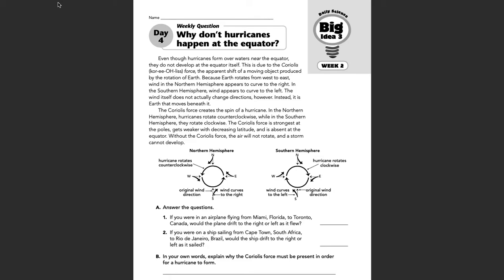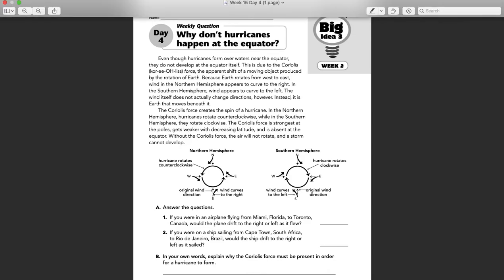Well, you're going from south to north, okay? So we're in the northern hemisphere, all right? If you look at that diagram on the northern hemisphere, it shows you which way the hurricane rotates and which way the wind will curve. So the northern hemisphere should clue you in for number one. The wind is going to curve to the right, so the plane would drift to the right as it flew.